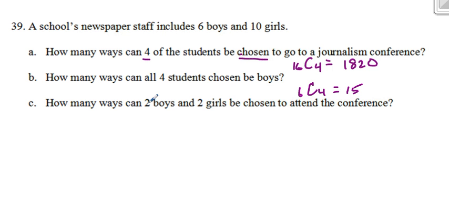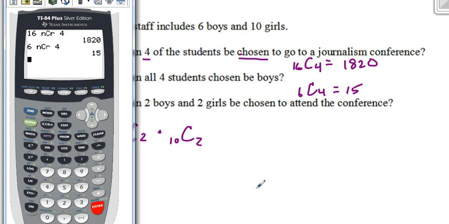Now, what if we want to have 2 boys and 2 girls attend the conference? Well, first we have to choose the 2 boys from the 6 total, and then we have to choose the 2 girls from the 10 total, and then to find all the different combinations, we multiply those 2 numbers. So we're going to have 6, math, go over to our combinations, 2, so that's 15 ways.